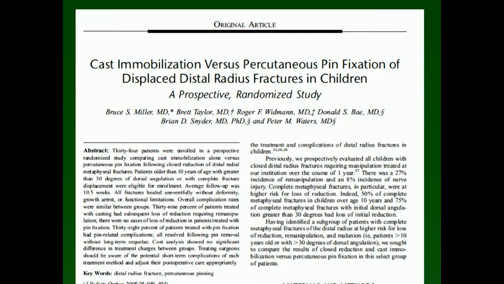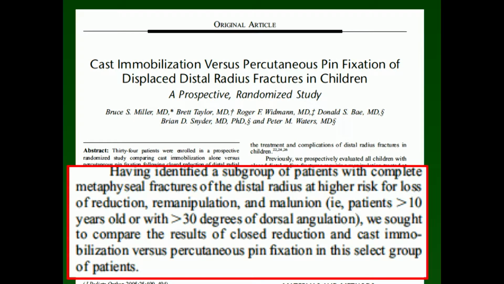Can you treat it with a cast, or should you pin them all? The people in Boston seem to think that you ought to pin them. That's their experience. They had a subgroup with complete metaphyseal fractures, and they compared the results of closed reduction and cast immobilization versus percutaneous pin fixation. Which do you think works better? What are the advantages and disadvantages of both?